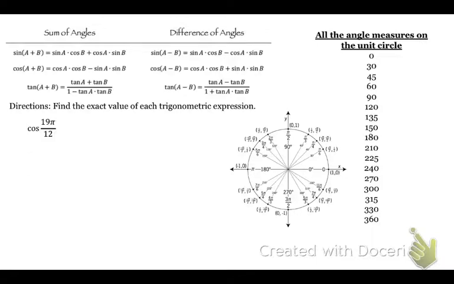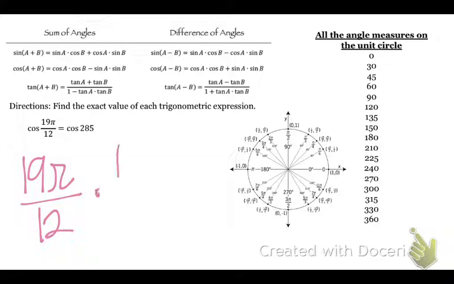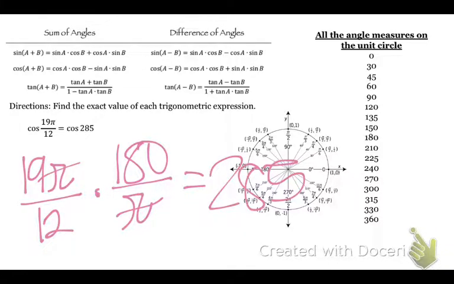Okay. Now this one, whenever it's in radians, I convert it to degrees. And that's what I think you should do also. So 19 pi over 12, remember to convert to degrees, we just multiply by 180 over pi. These cancel. 12 goes into 180 some number of times, I forgot. But yeah, and then you end up with 285.